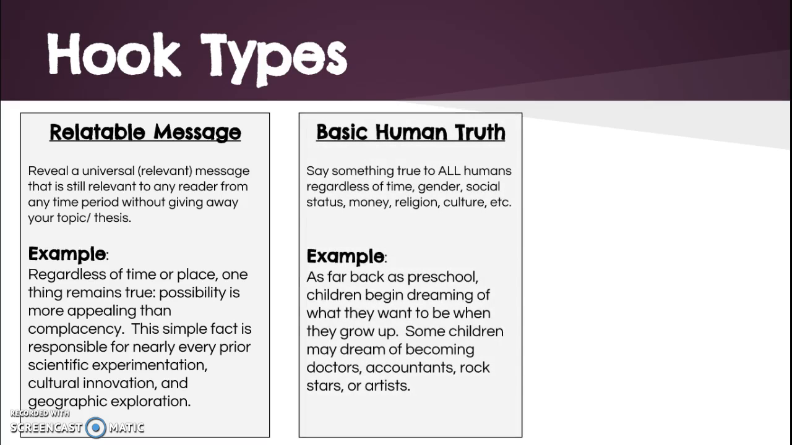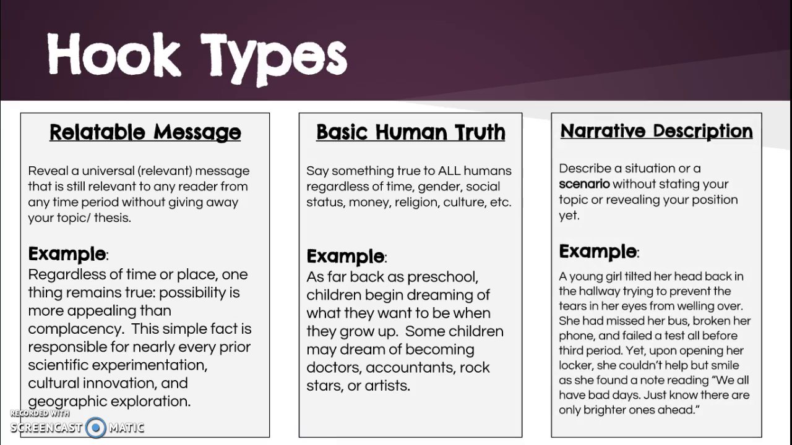Our second type of hook that you can consider is a basic human truth. So this would be something that's true to all humans regardless of their gender or their wealth or their religion or their culture. And so our example here is about children daydreaming about what they want to be when they grow up. That is something that every human can relate to no matter where they're from.